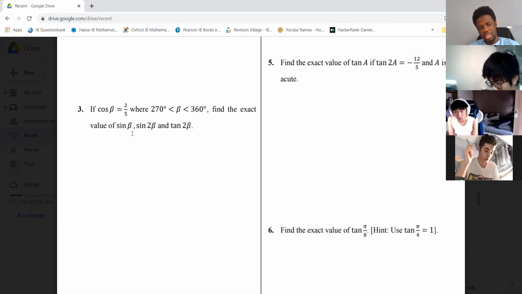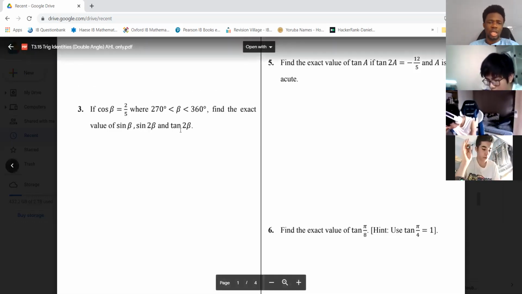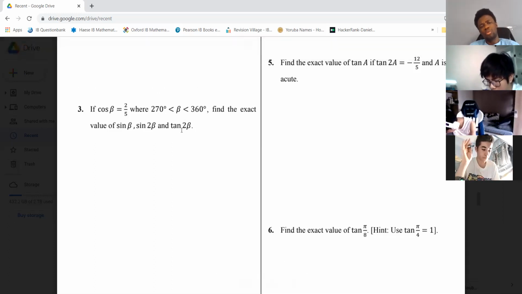So if sine beta is already known, then you can find your sine 2 beta, and you can do your tan 2 beta. How did you do your tan 2 beta? Should tan 2 beta also turn negative after you get the answer? Did you hear my question, Alex? How would you find your tan 2 beta? You're telling me it is negative when you get the answer. I'm asking you, how would you get your tan 2 beta?